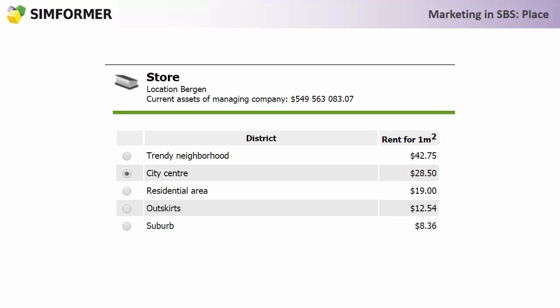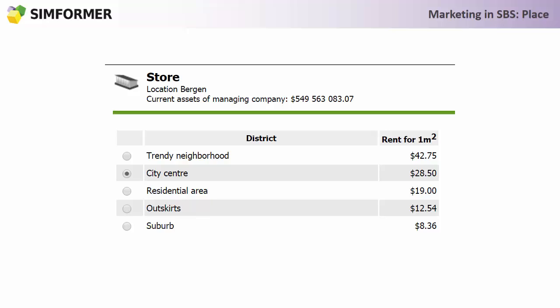The place. The location of the business unit can be crucial. There are 5 districts in every town. The trendy neighborhood, the most expensive one, is the location where you will find the majority of the trendy inhabitants of the city, meaning they will be looking for the highest quality of goods.